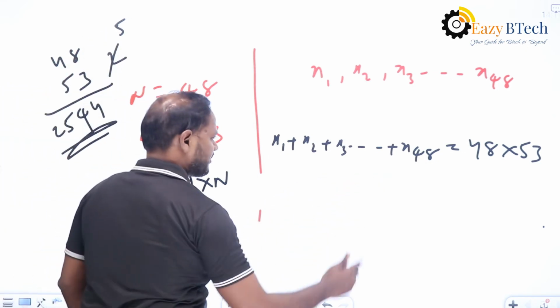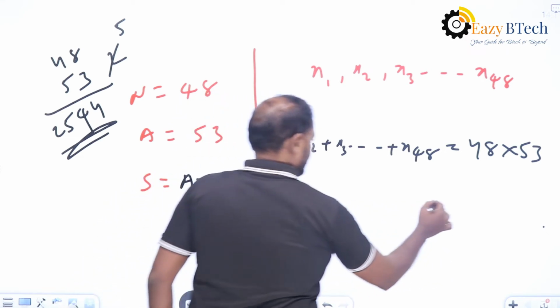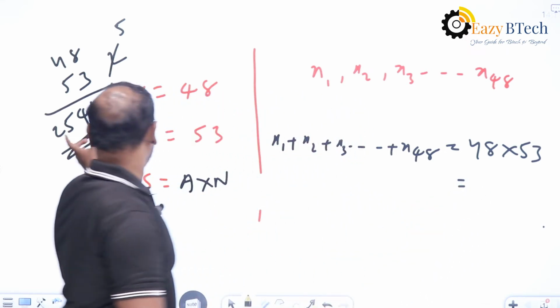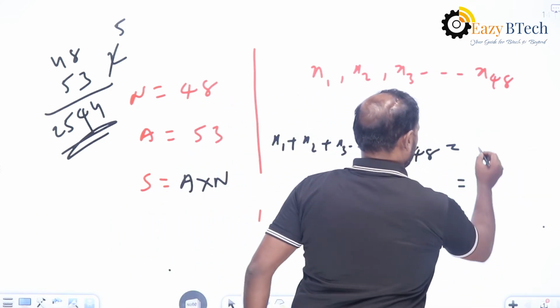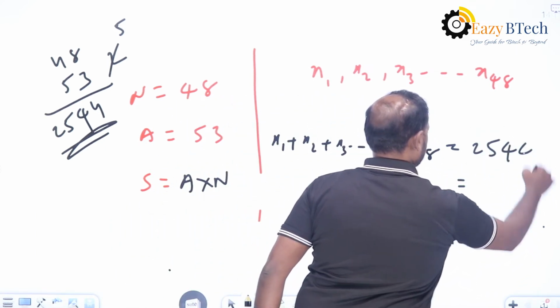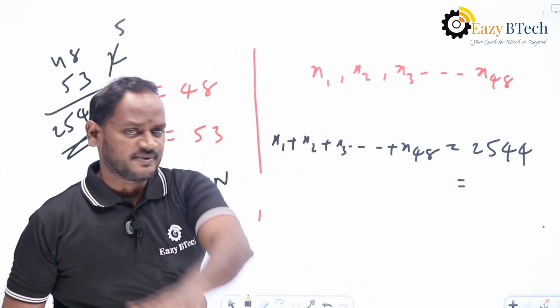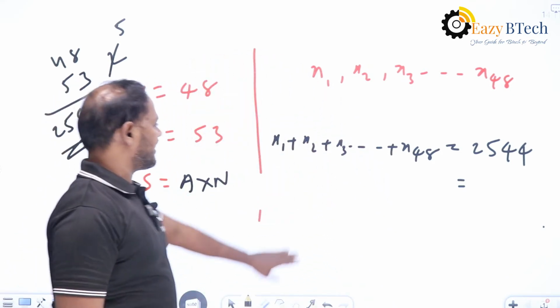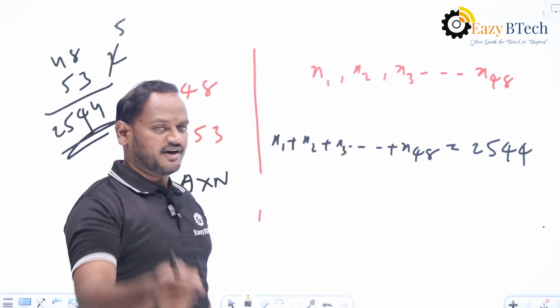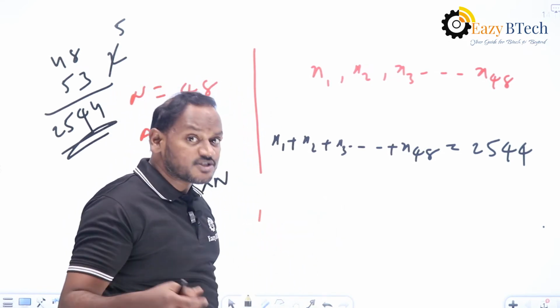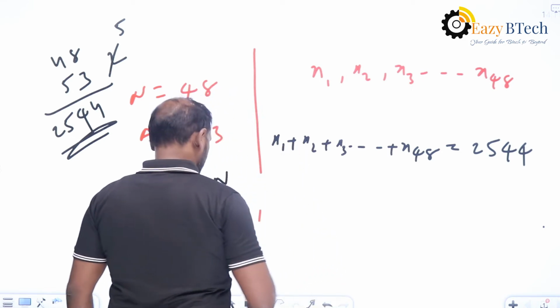This total sum, x1 plus x2 plus and so on, we can directly take as 2544. I can write it there. 2544 is the total sum of all 48 terms. But what is the given condition? Each number should be increased by 3. That is the main condition, right? Fine, we need to add like this.